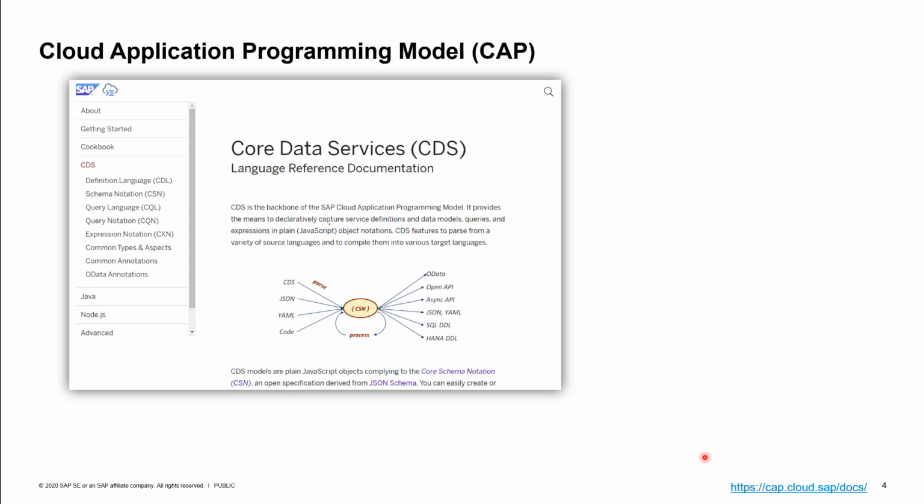This is just a screenshot of our public web page, and here you can see core data services. I think that's the backbone of the SAP Cloud Application Programming Model. What it shows here is that you can define, for example, your model in CDS. This will then be parsed, and depending on what you chose as, for example, your database layer, it automatically creates the right configuration file, for example, in this case, HANA DDL.